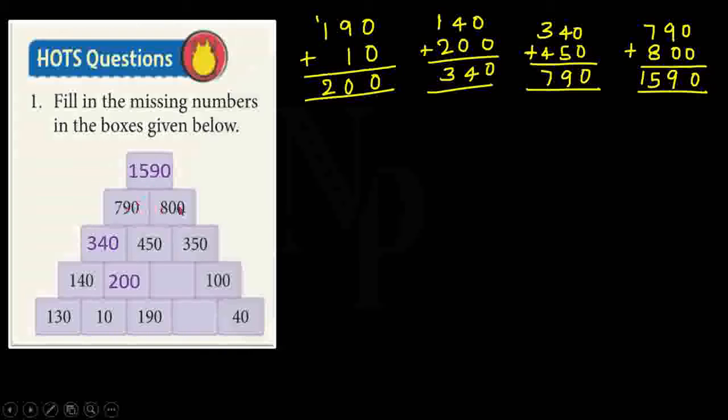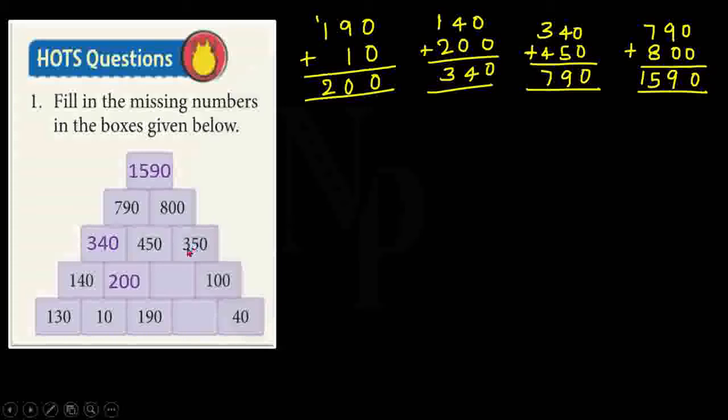When we add two numbers and get a sum, if you subtract one of the addends from the sum, you will get the other addend. So if you subtract 800 from 1590, you will get 790. Or if you subtract 790 from 1590, you will get 800.